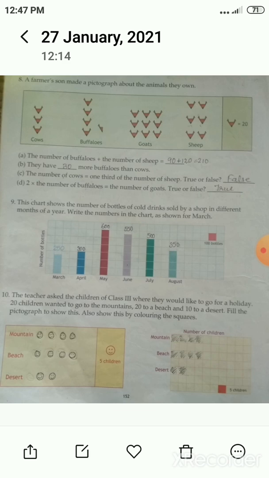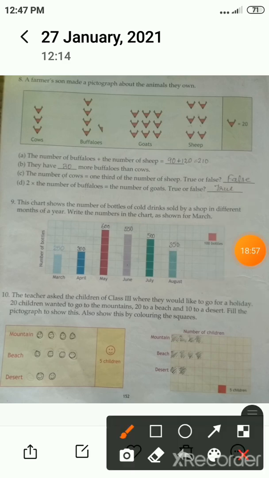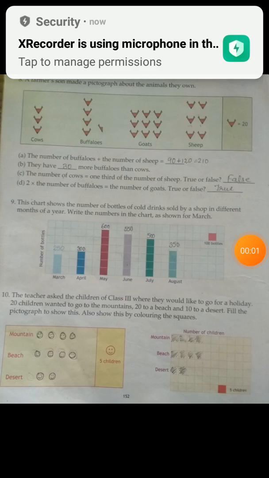Now question number 10. The teacher asked the children of class 3rd where they would like to go for a holiday. 20 children want to go to the mountain, 20 to the beach, and 10 to a desert. Fill the pictograph to show this. Also show this by coloring the squares.